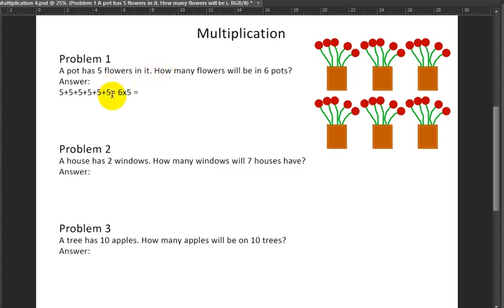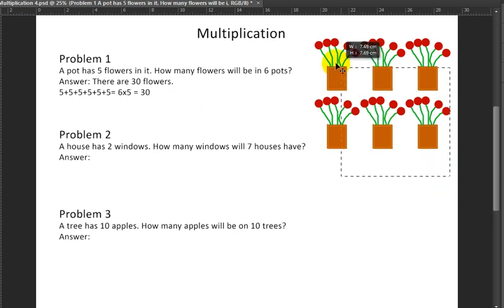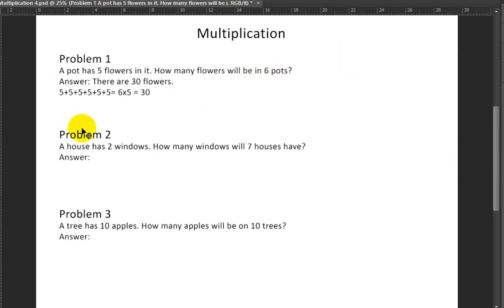Now, if we remember our trick for multiplying with 5, we should remember that we need to say the song of 5, so up until the 6th number. So 5, 10, 15, 20, 25, 30, stop. That's the 6th number. So 30. And my answer should be that there are 30 flowers. Let's erase these. I'm taking up a bit of room.